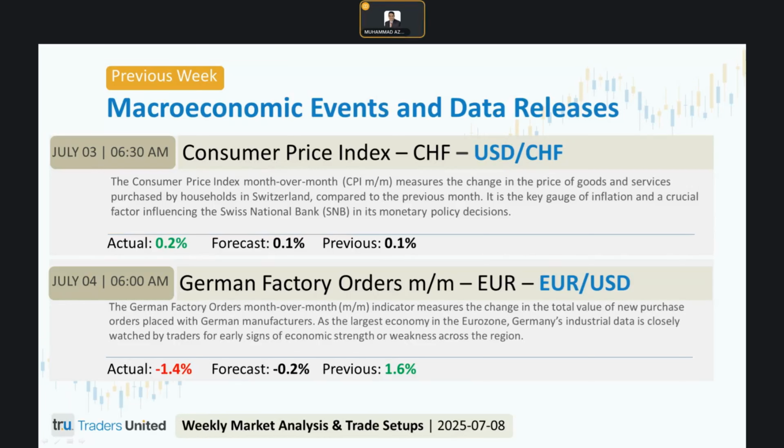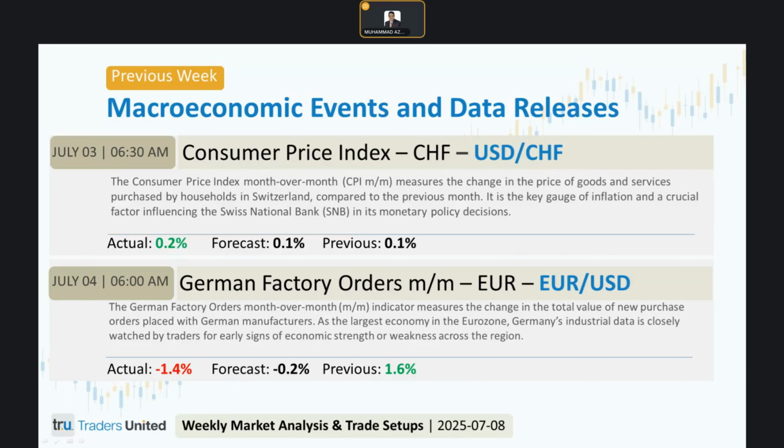So despite the stronger than expected inflation figure, the Swiss franc weakened and US dollar Swiss franc rose, suggesting that traders may have been focused more on external factors such as renewed strength in the US dollar, global risk sentiment, or positioning ahead of US non-farm payroll data. It is also possible that markets viewed the 0.2% print as insufficient to shift the Swiss National Bank's current cautious stance.